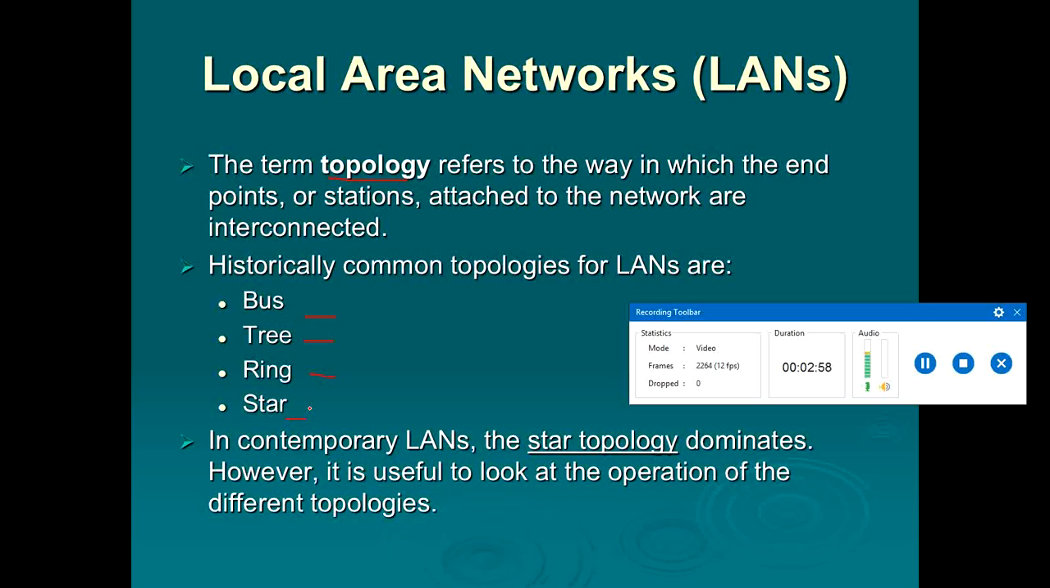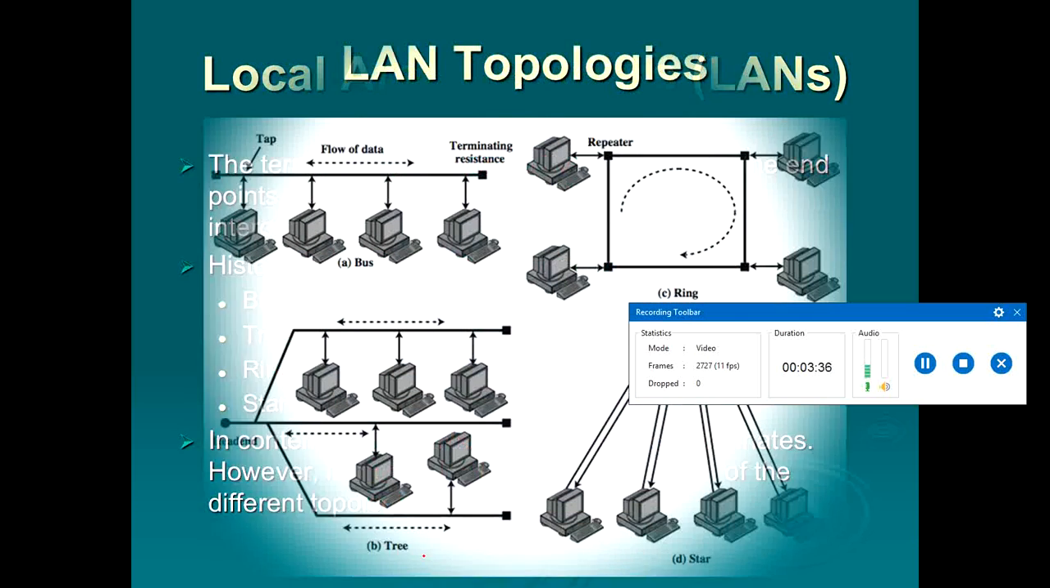In contemporary LANs, the star topology is based around the use of switches and it dominates. But it is also useful to briefly look at the operation of the bus topology because it shares some characteristics with wireless LANs, and the key elements of the wireless LAN access protocol have evolved from the bus LAN protocol. So in this chapter, we are going to look at the operation of the different topologies.